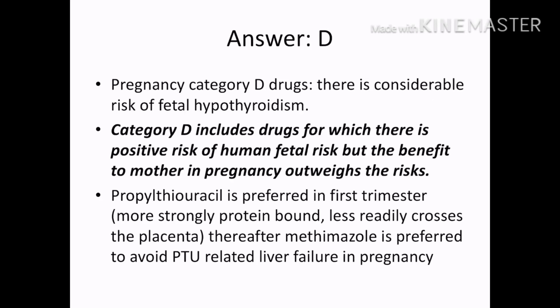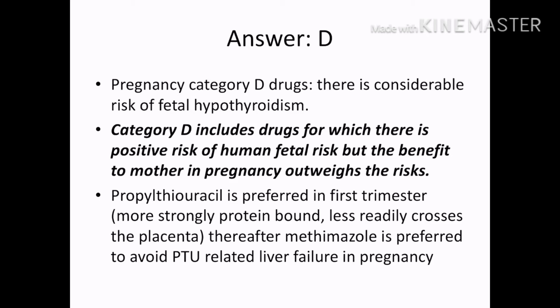The answer is D. Category D includes drugs for which there is positive human fetal risk, but the benefit to the mother in pregnancy outweighs the risk. So these are category D drugs as there is a significant risk of fetal hypothyroidism, but the benefit of giving these drugs to the mother far outweighs the risks.